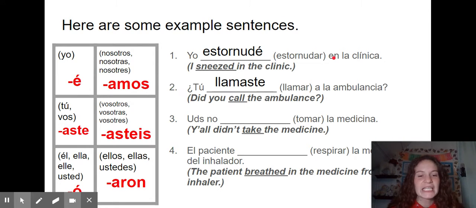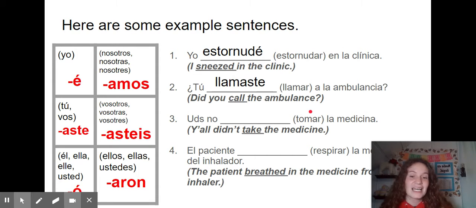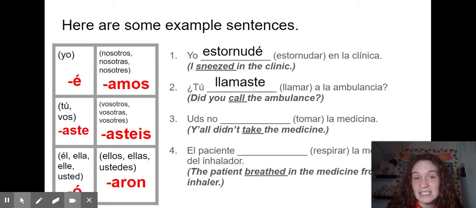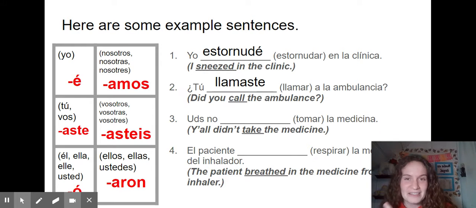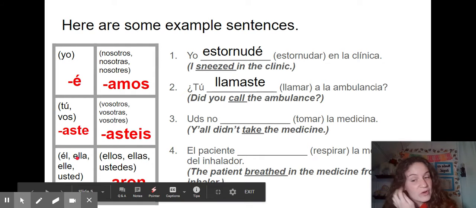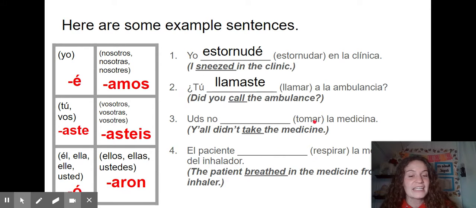Look at number 3. Now I have the verb tomar, and I want to say y'all didn't take the medicine. Again, the action here is taking medicine, and it's in the past because I'm saying y'all didn't take it. You did not. And so that's past tense. So ustedes is my subject, so I know I'm going to have to use the ending ó with an accent mark from over here. So I first take off my AR ending, and then I need to add ó with an accent mark. So my answer, I'm sorry, I'm wrong. It's ustedes, not usted. I missed the S.